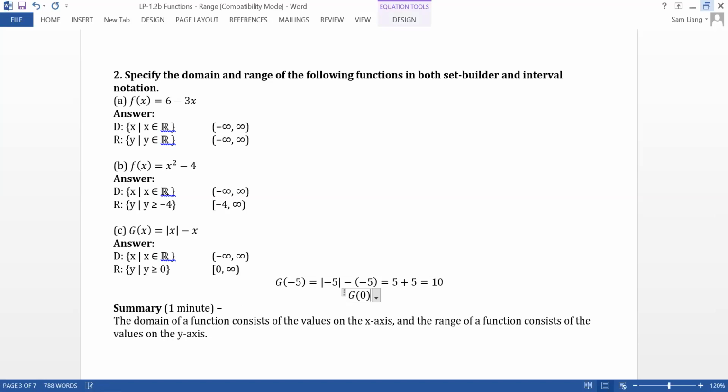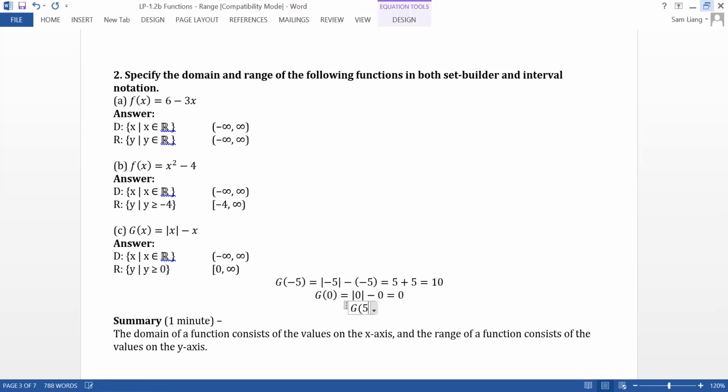And we have, let's try out 0. Absolute value 0 minus 0, and that'll just be 0. Next we have g of 5, let's say. g of 5 equals absolute value 5 minus 5. That'll also be 0. And for any positive value, you'll see that it's going to be equal to 0, right? Because it's going to be just the number minus itself, right? But for negative values, it's different because you're subtracting the negative value, which will lead to a sum, right? So that'll be 5 plus 5.